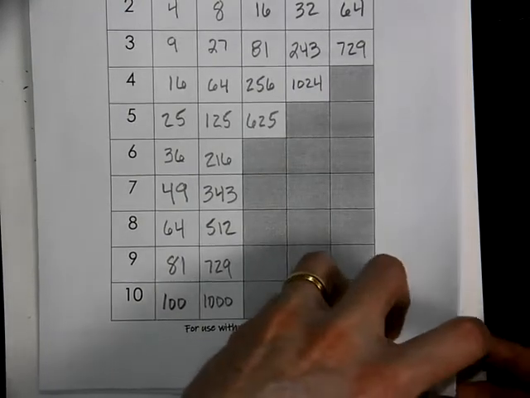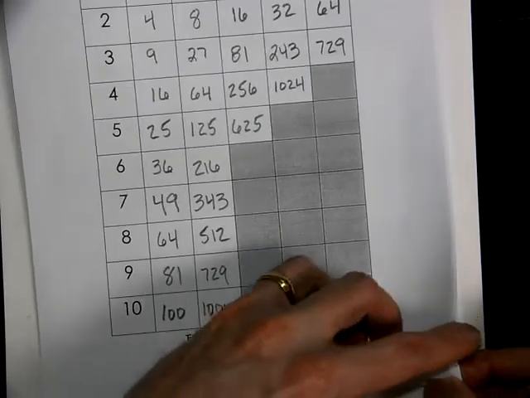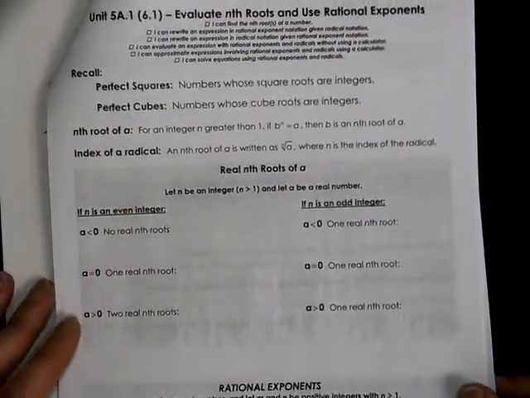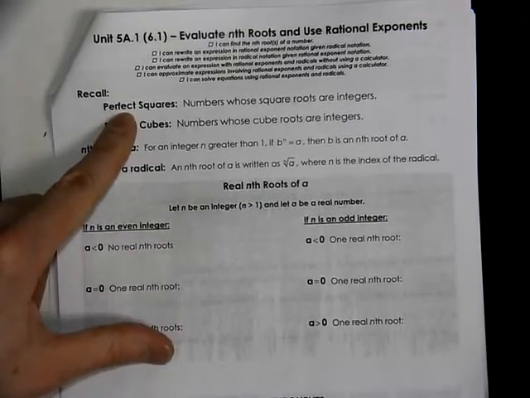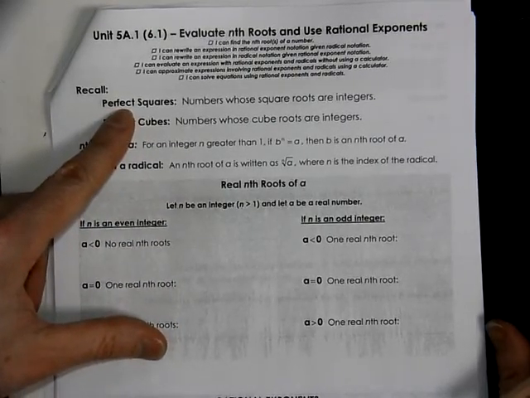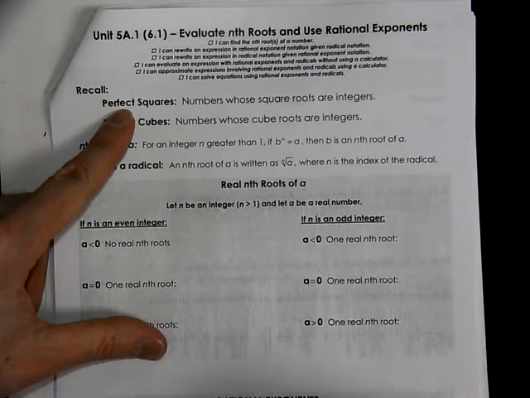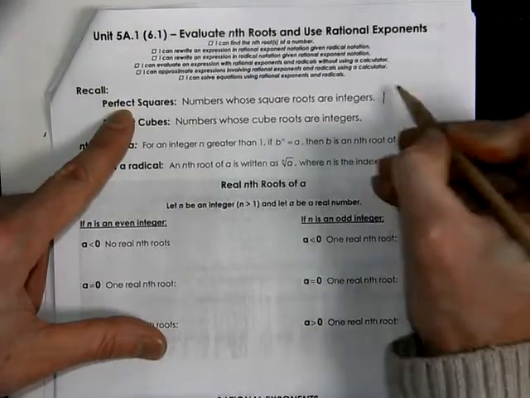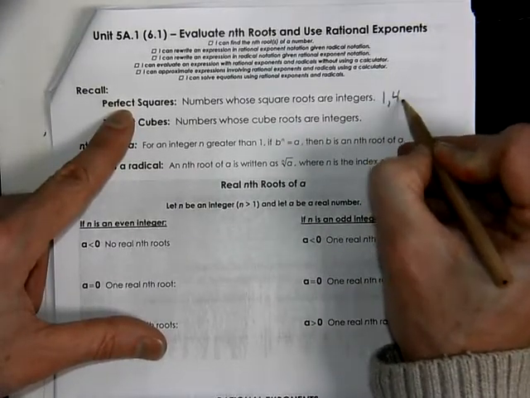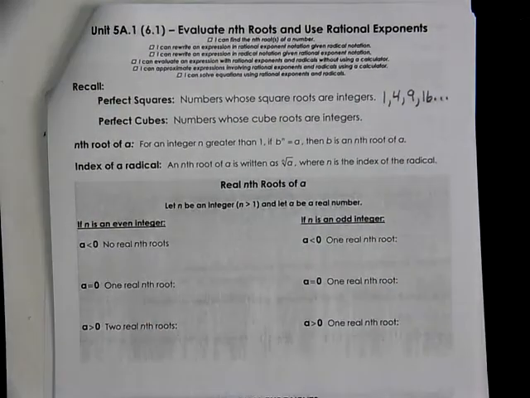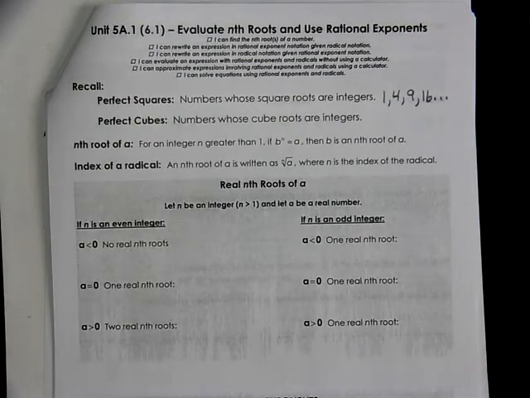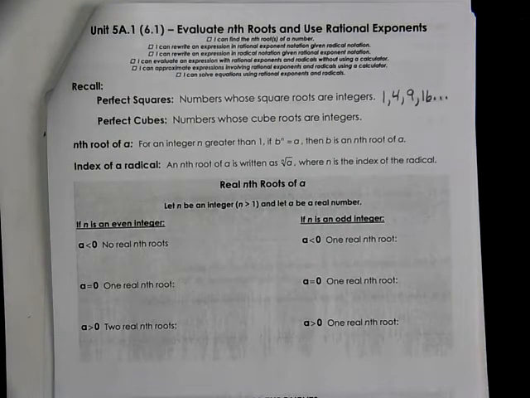So now we're going to go back to our other notes. This is our Unit 5A.1. We're thinking about perfect squares. You look back at that table and you notice what numbers are being squared. 1 gets squared. 4 is a perfect square. 9 is a perfect square. There's an infinite number of perfect squares.